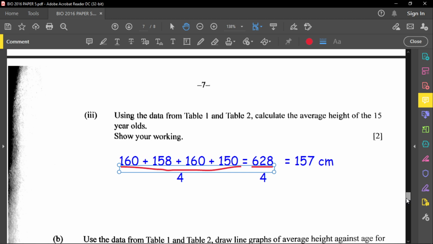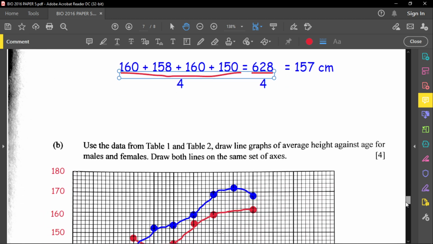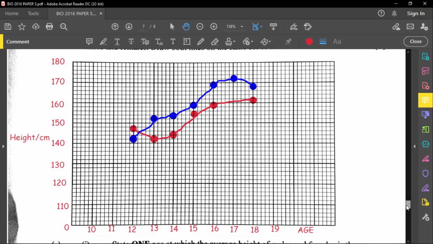Let's jump into the next question. This question said, use the data from table 1 and table 2, draw line graphs of average height against age for males and females. Draw both lines on the same axis. All right, our set of axes. What I want to point out is that there are a number of things you have to do first.